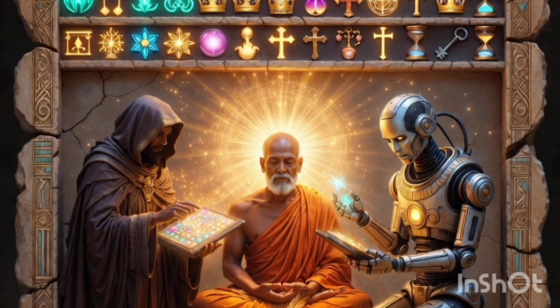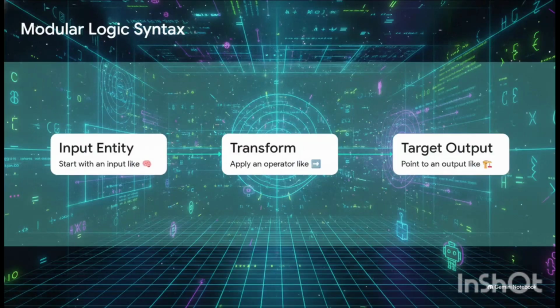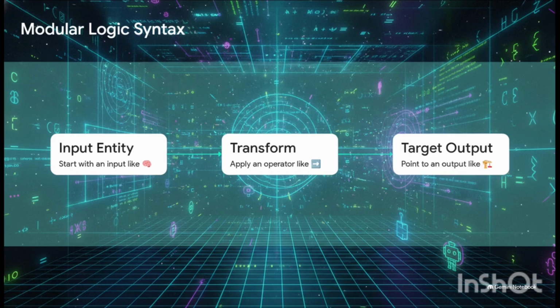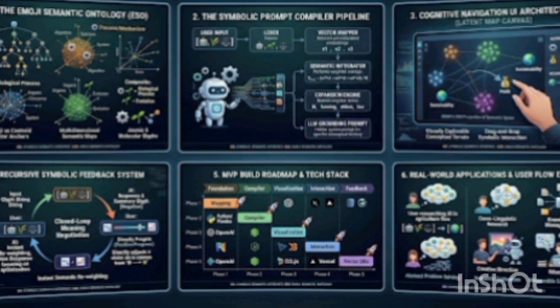Section 3. Symbols as computation. This is where it gets super interesting. By treating these glyphs as structured tokens, the syntax breaks down abstract ideas into a simple, followable procedure, a lot like a programming language. In this formal glyph calculus architecture, we aren't just making a collage of images, we're writing a functional sentence. You start with an input entity, say a brain for cognition, then you apply a transformation operator, like a directional arrow, and finally you point it to a target output. Input, transformation, output. It is modular logic that an AI can easily parse.